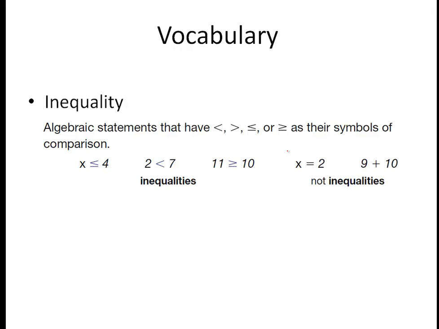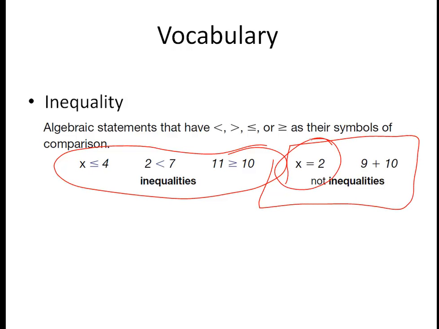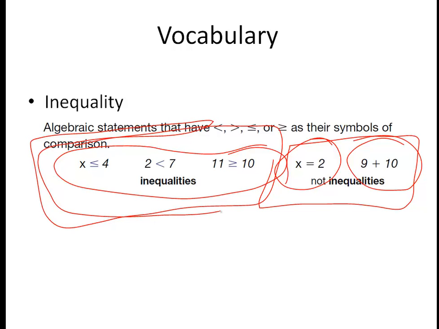So first of all, what is an inequality? Well, algebraic statements that have less than, greater than, less than or equal to, or greater than or equal to as their symbols of comparison are called inequalities. So all of these are inequalities because they're not equal. Pretty simple, right? Not equal. These aren't equal either, but we're not trying to say one's bigger than the other. We're adding them together, so that's not an inequality. Here, we're indicating one side is different than the other side, and so those are called inequalities.